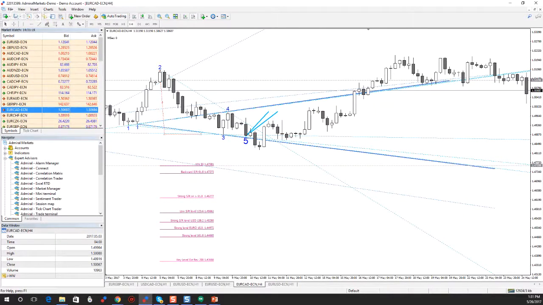We have a very, very good setups on euro-dollar shorts. As you know, a couple of days ago, I did euro-dollar analysis, and you know that I'm short on euro-dollar. And also, you see that I have a small long on Australian dollar at 7,450.